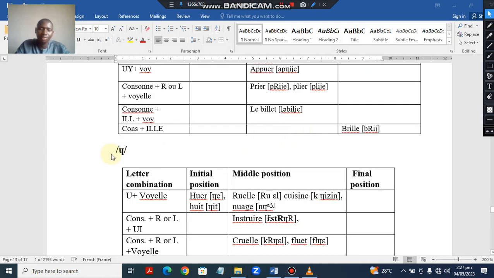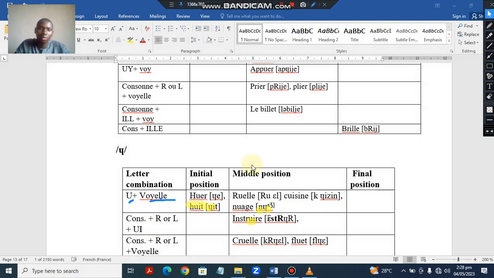The next one I'm talking about is the way sound. Now we have it in with. Take for example, we have letter u plus a vowel. This letter u plus a vowel, it gives you the sound. Particular sound. So you have with, look at this UI, give you that sound. This is the we here. Now nuage, look at it here. The U here gives you the sound. Now consonant plus R or L plus UI, you have instruit, look at it. This UI again, instruit, and suisse. You see it giving you the sound.